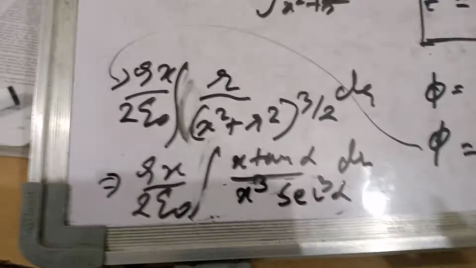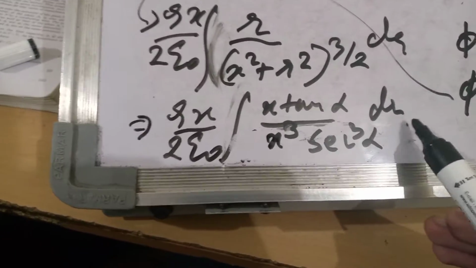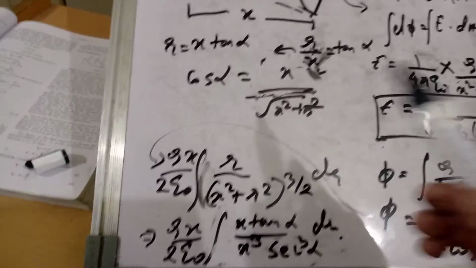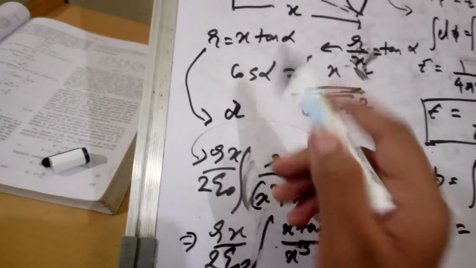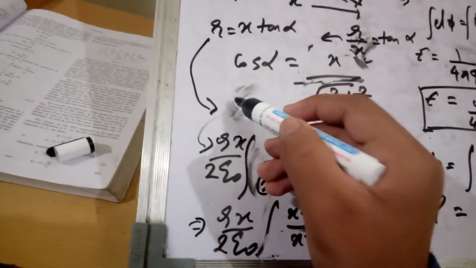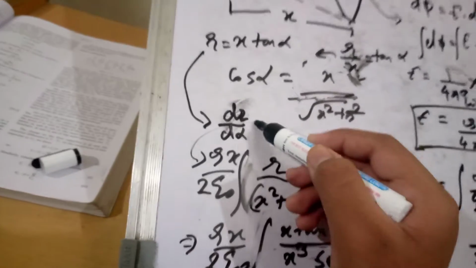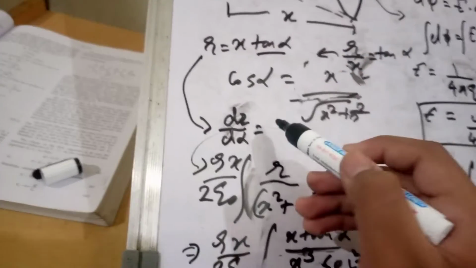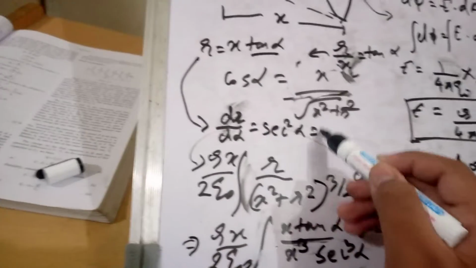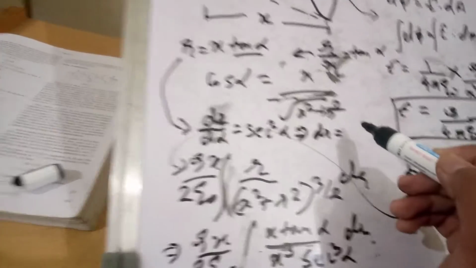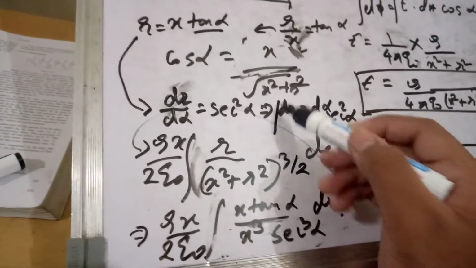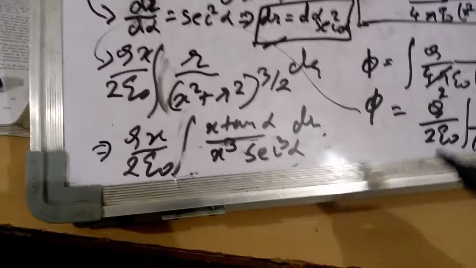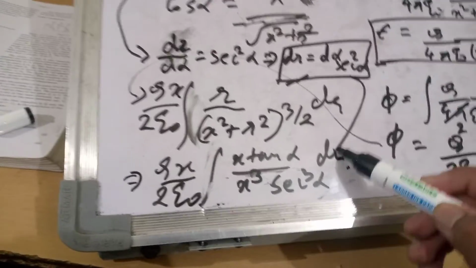See here, now we will have to substitute dr. Now here we want d alpha. So for that we will just differentiate this equation. So dr by d alpha is equal to the derivative of tan alpha, which is sec square alpha, so dr will be equal to sec square alpha d alpha. Okay, so now we will substitute this here.